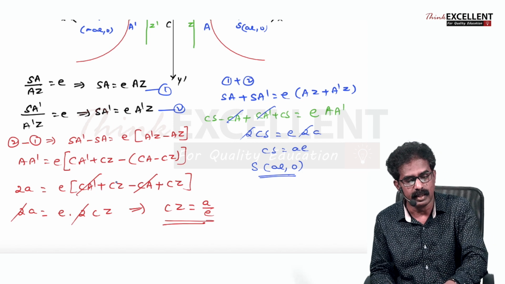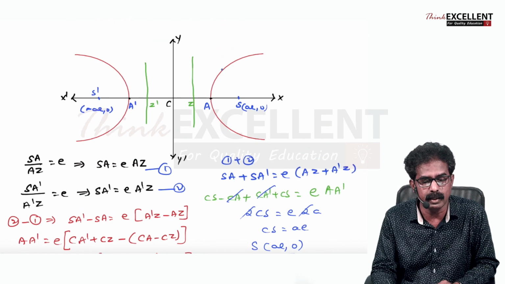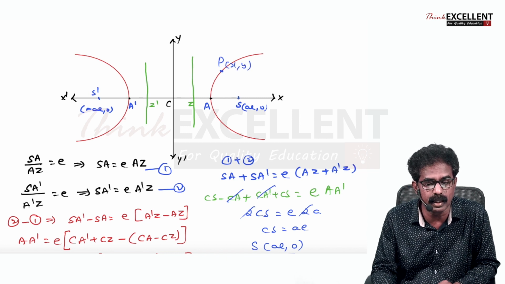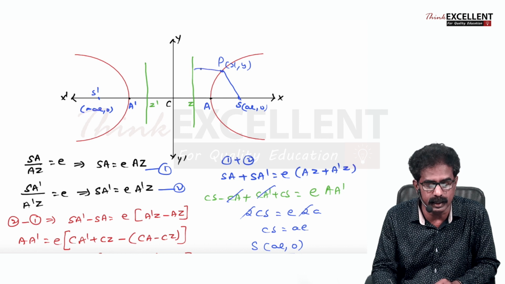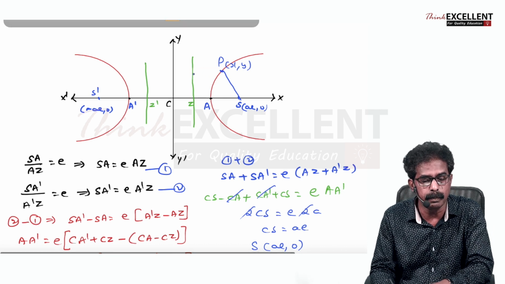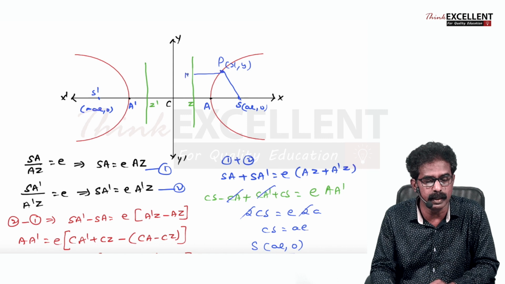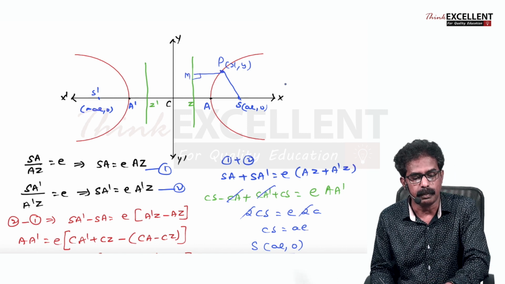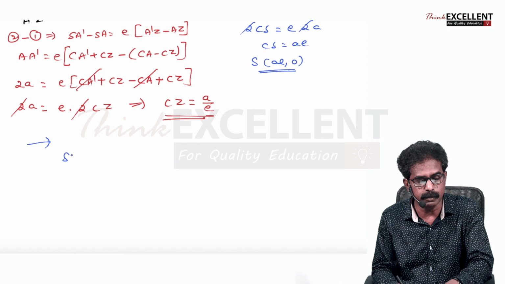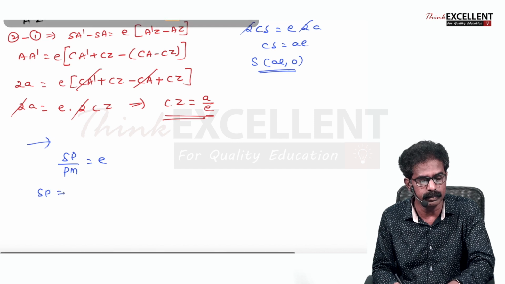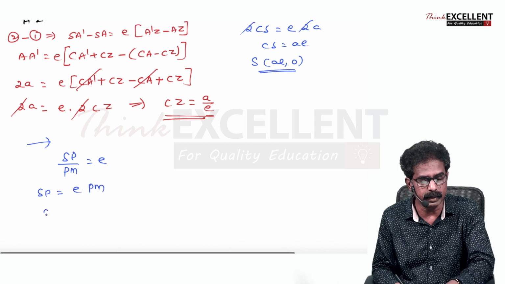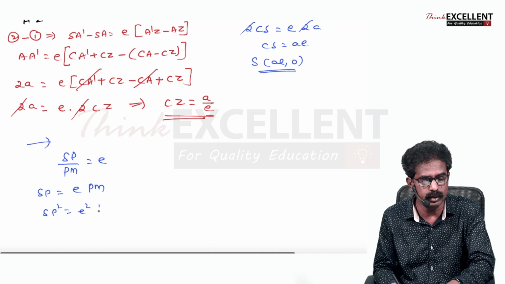ellipse also, right? Now you take a point P. Let P be a point on the ellipse. What's that point? X comma Y. Then you can say SP by PM equal to E, right? SP by PM, where PM is the perpendicular. SP by PM equal to E. If you cross multiply, SP is equal to E into PM. Square it. SP square is equal to what? E square into PM square.